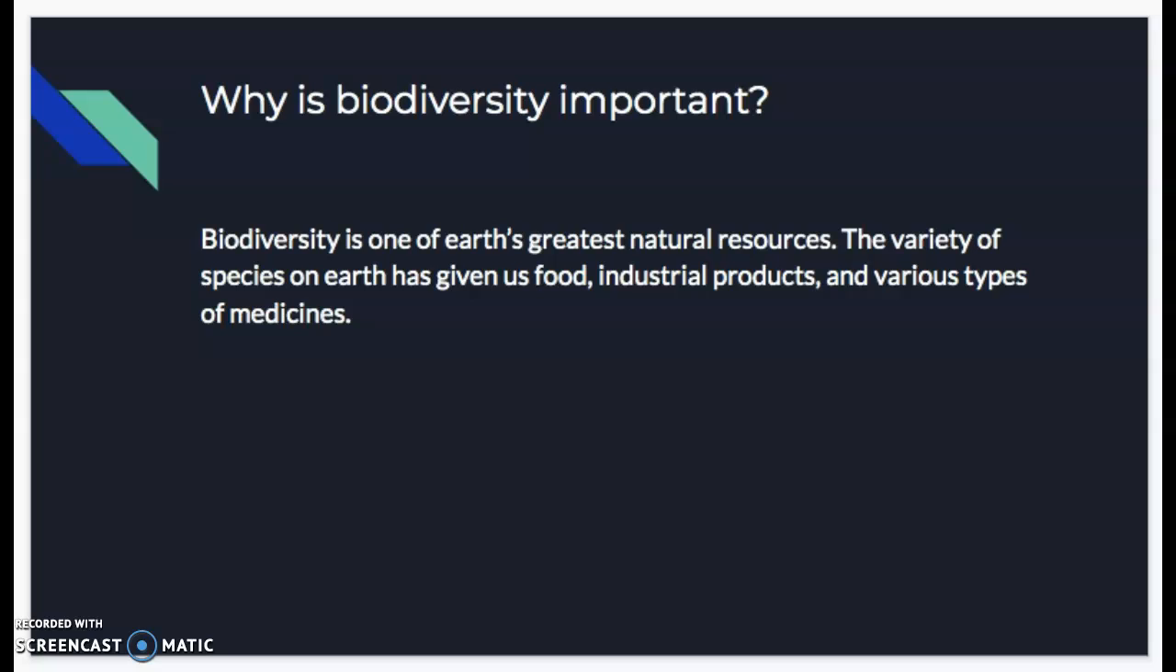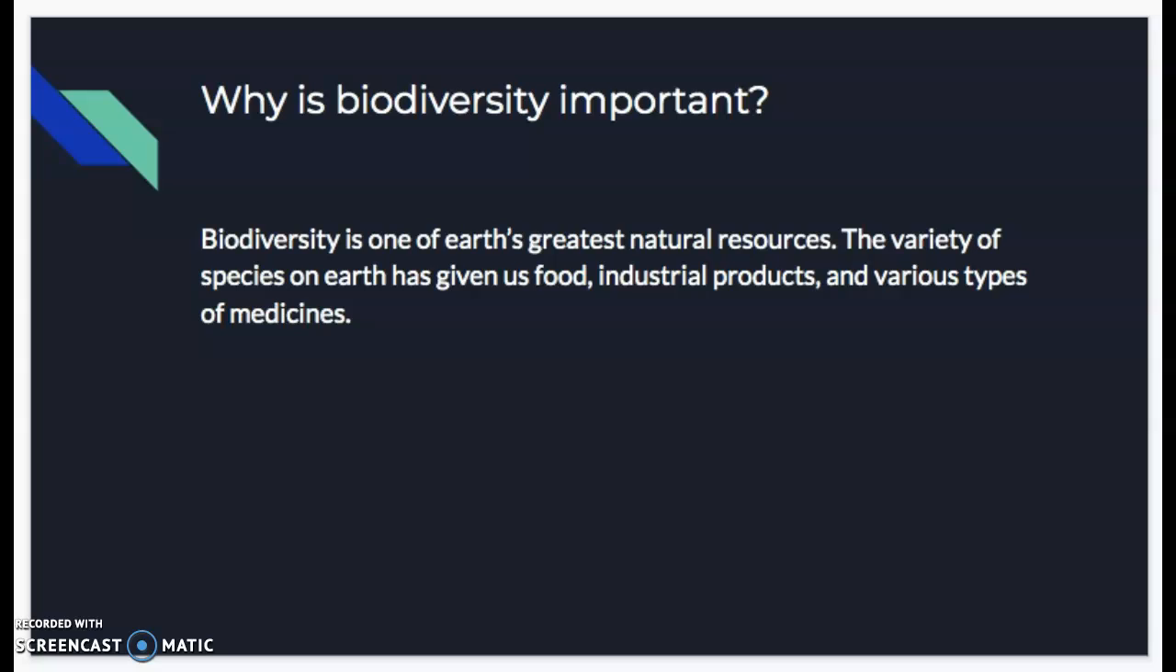So why is biodiversity important? Biodiversity itself is one of Earth's greatest natural resources. You saw that plants and animals are natural resources. Well, biodiversity is just that. It's the sum of all the different types of plants, animals, all the living things on Earth. And the variety of species on Earth has given us food. It's given us different industrial products, and it's given us so many different types of medicines.